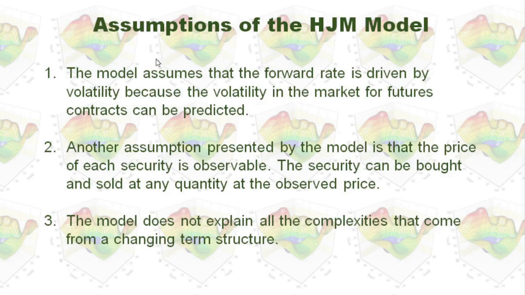There are several assumptions in the HJM model. The model assumes that the forward rate is driven by volatility because the volatility in the market for futures contracts can be predicted. Another assumption presented by the model is that the price of each security is observable. Thirdly, the model does not explain all the complexities that come from a changing term structure.